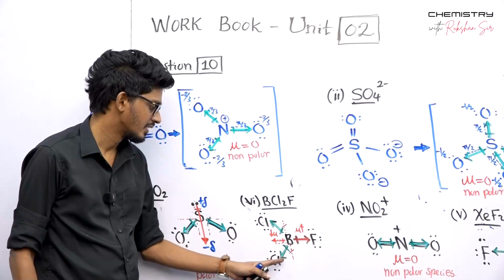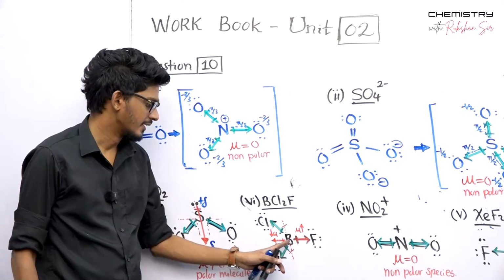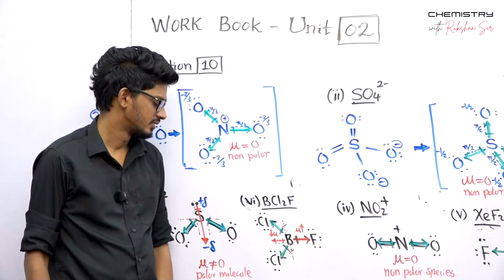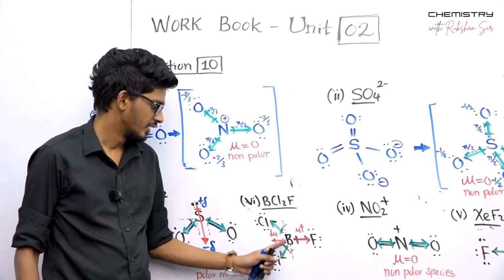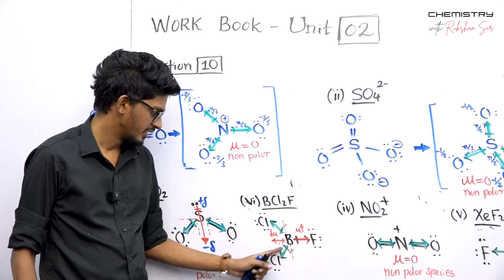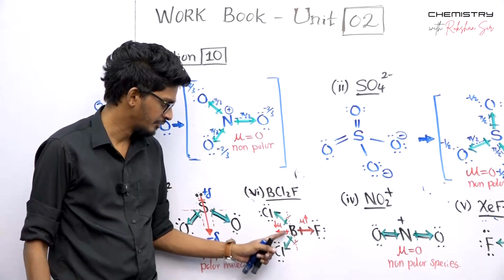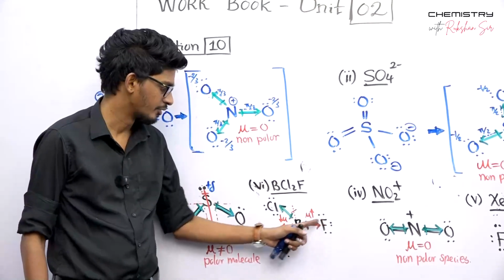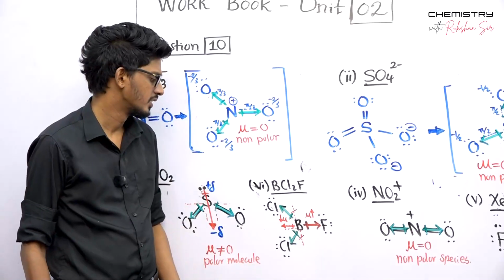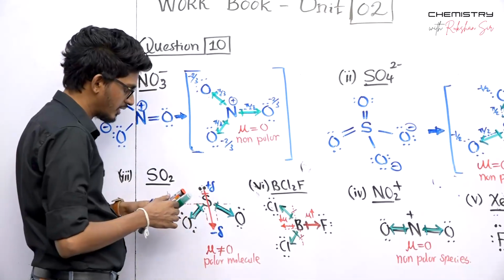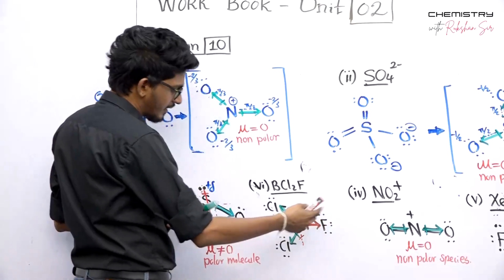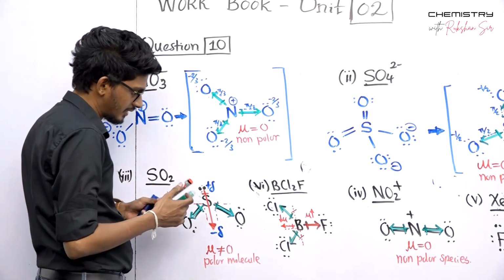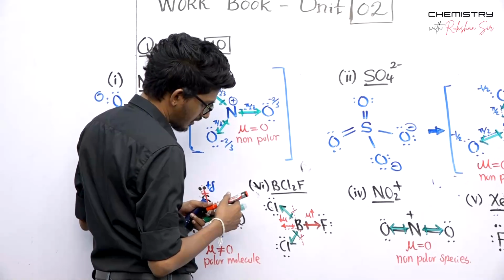The BCl dipole moment is weaker than the BF dipole moment because there is a greater difference between B and F than between B and Cl, right? So the BF dipole moment is stronger than the BCl dipole moment. So the resultant coming from the BCl dipole moments is weaker than the resultant coming from the BF. So BF is stronger. So ultimately there would be a net dipole moment towards the fluorine side, right?